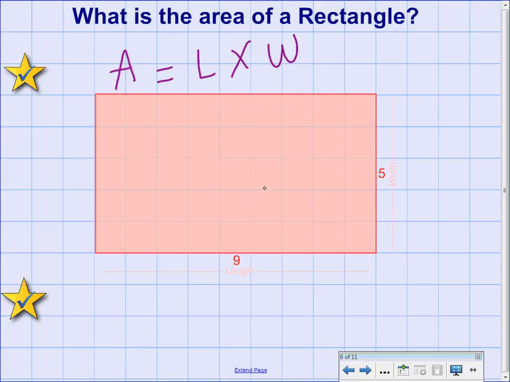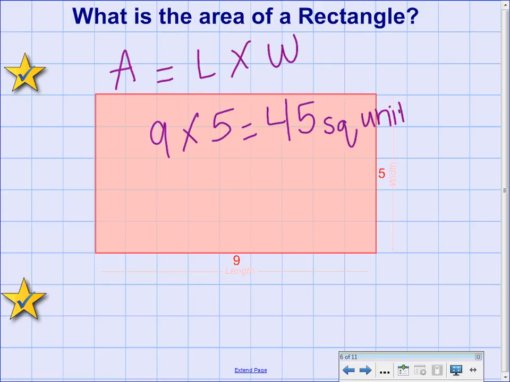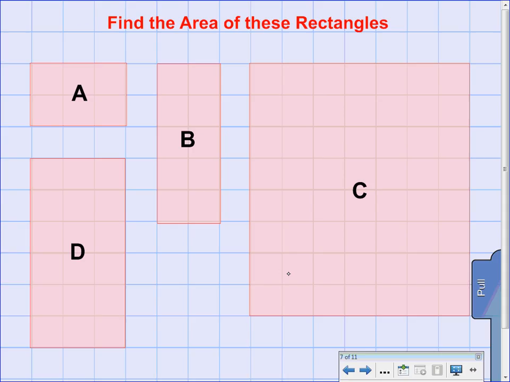So the length of this shape is 9, and the width is 5. So if we solve, 9 times 5 is 45. Our answer is 45, and then do not forget your unit of measure, square units, since we don't have a key. It does not tell us if it's inches, miles, or meters.